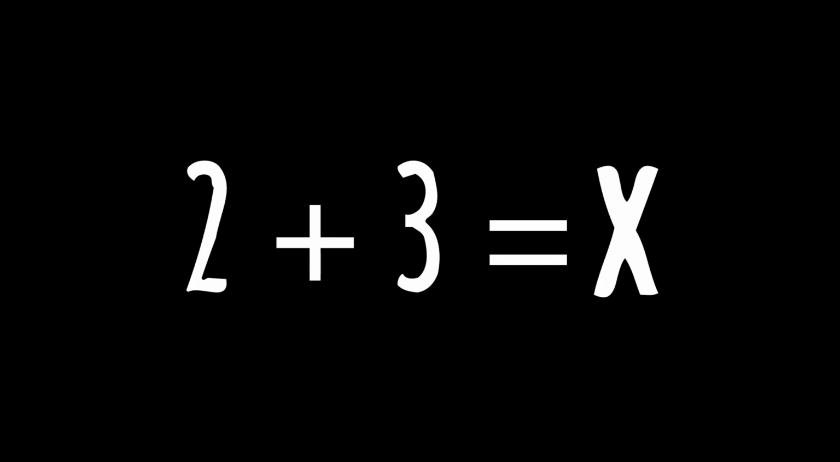Now what happens if we have 2x? That's just saying 2 times x, or having 2 x's and adding them up together. The 2 is called a coefficient. What if the 2 is here? That's x squared. It's basically just x times x. The 2 here is called an exponent.